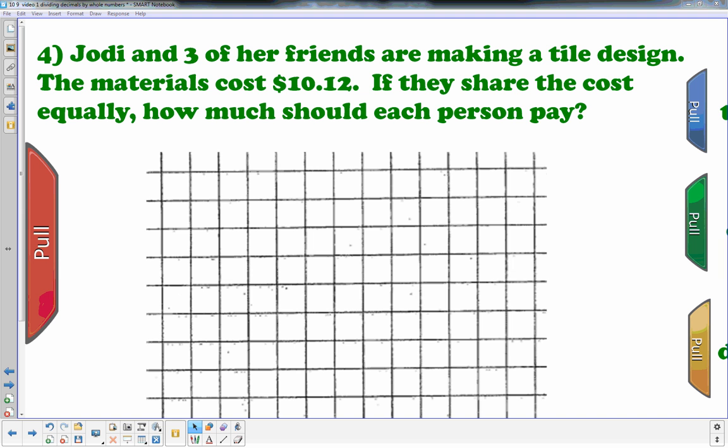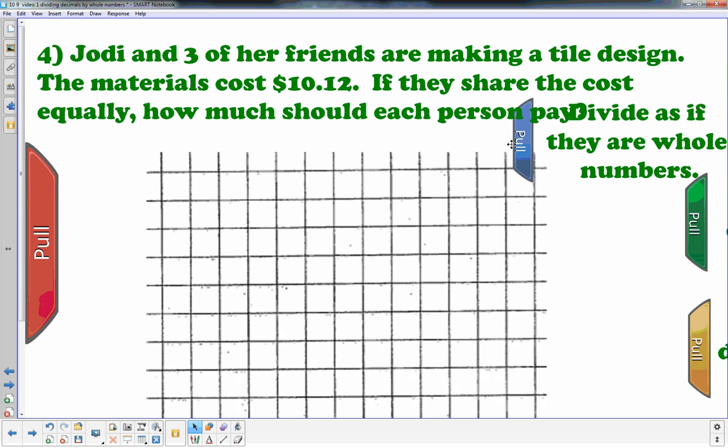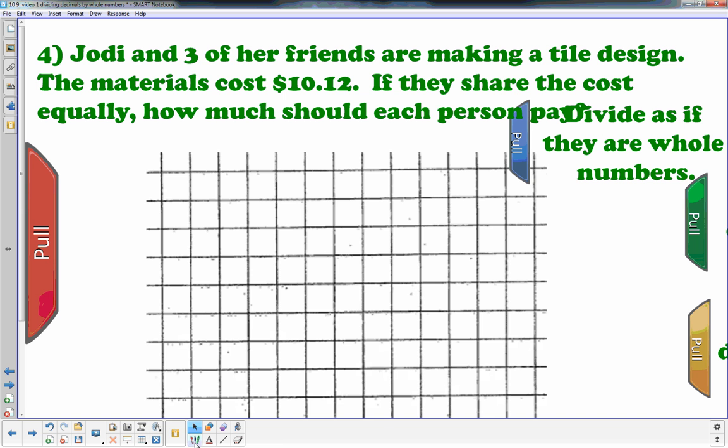Now, you're of course going to be seeing word problems, so let's look at one. Jody and 3 of her friends are making a tile design. The materials cost $10.12. If they share the cost equally, how much should each person pay? Well, remember, we're going to start out dividing as if they are whole numbers. So, $10.12 divided by, am I dividing by 3?